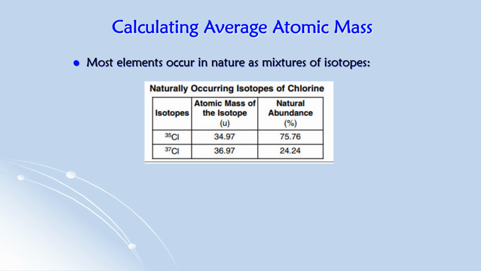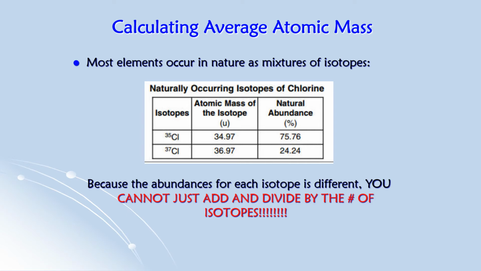Now, because of this natural abundance and because of this ratio in which they exist in nature, we cannot just take their atomic masses and do the regular adding and then dividing by 2 to find the average. Because that's how we normally take the average, right? You just take the numbers, you add them, and then you divide by the total number of things that you have. But that's not how we can do that in this case because they have different percent abundances.